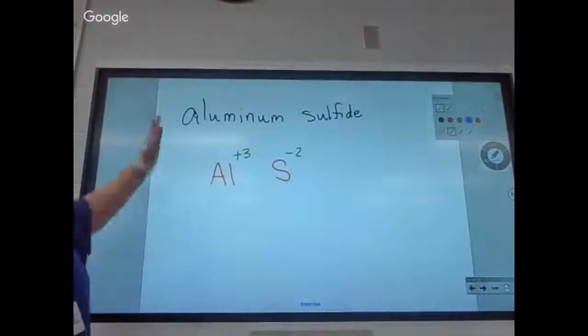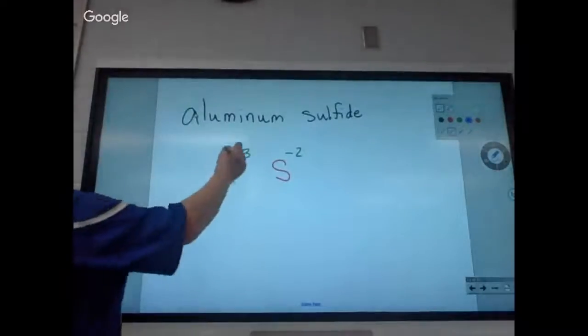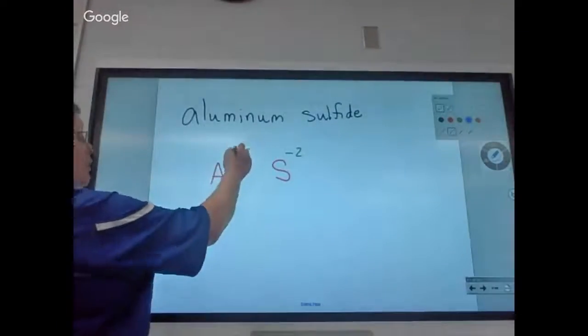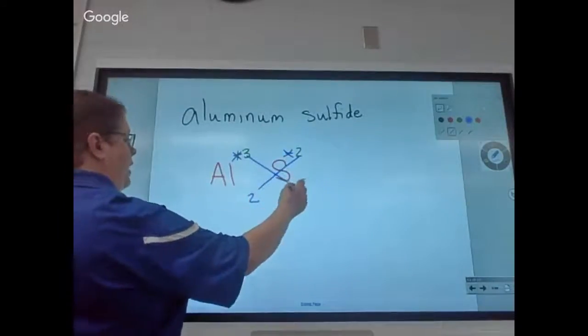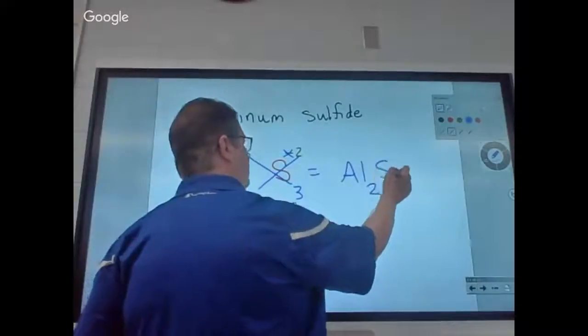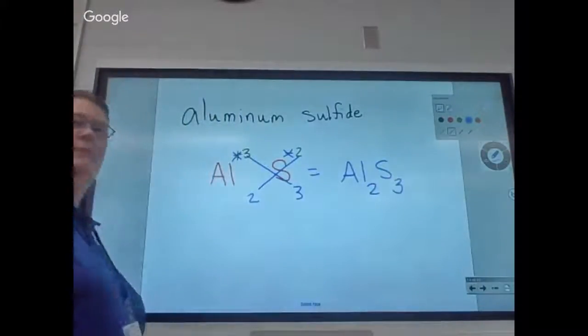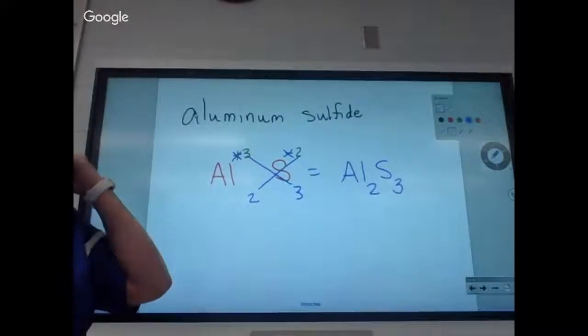So, when we look at this, what do we do with the plus? Get rid of it. 2, 3, and we get Al2S3. Can we reduce the 2 and the 3? No. And it's good. Everybody got it?